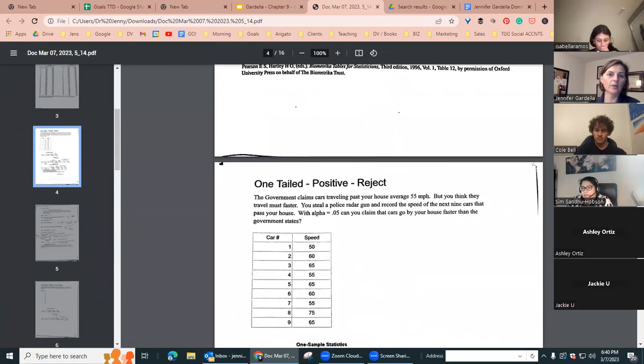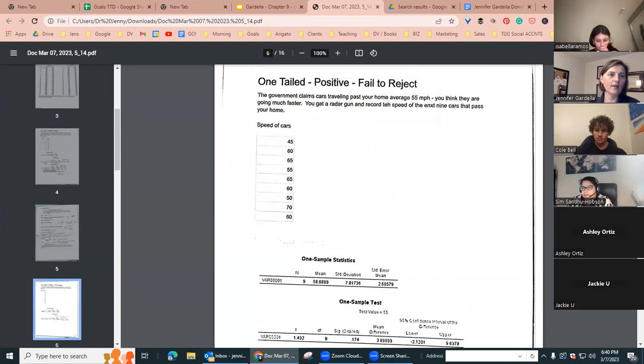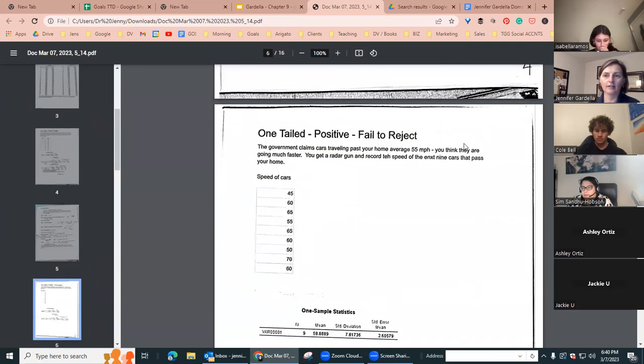Okay, so now this was one tail positive, we rejected. Now we're going to do a one tail positive, fail to reject. So all I did here was change the speeds to get a different test statistic. So the government claims cars traveling past your home average 55 miles per hour. You think they are going much faster. You get a radar gun and record the speed of the next 9 cars that pass your home.